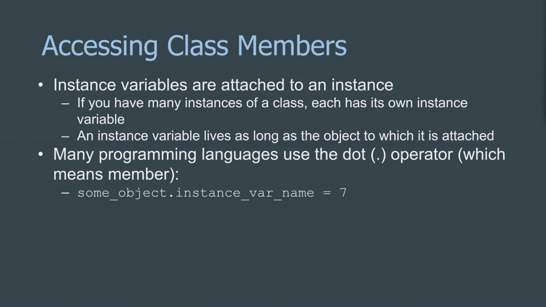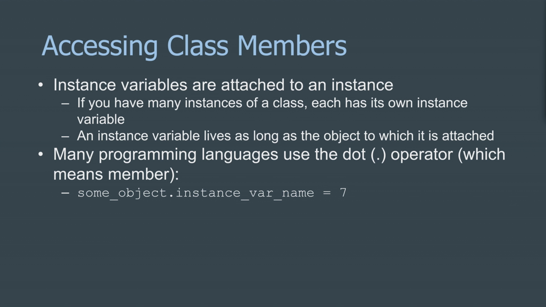So how do you access the class members? Well, imagine I have an object and it's in a variable. So let's say, for example, it's in a variable called sum_object. I use the dot, and then I give it the name of the member after the dot. So this one's a variable, as you can see here. So sum_object dot instance var name. Instance var name is the name of the variable, and I'm just assigning it a value 7. So here I'm writing the value, but you can also read it the same way.